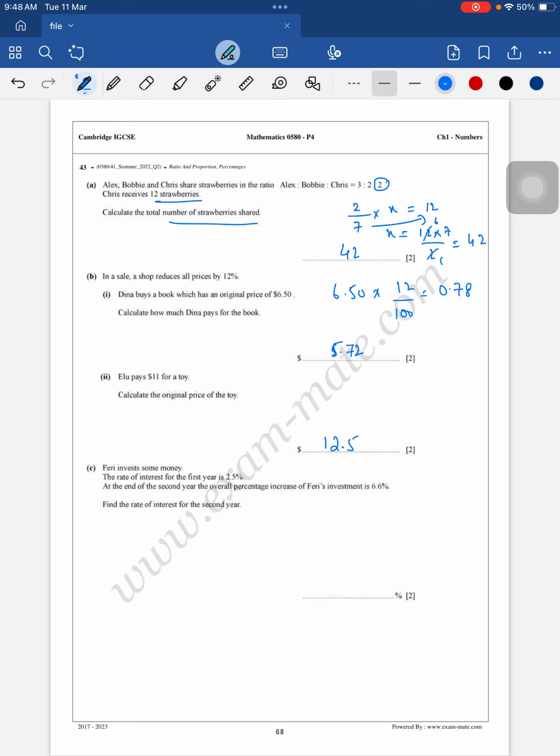Ferry invests some money. The rate of interest for the first year is 2.5%. At the end of the second year, the overall percentage increase of Ferry's investment is 6.6%. Find the rate of interest for the second year.